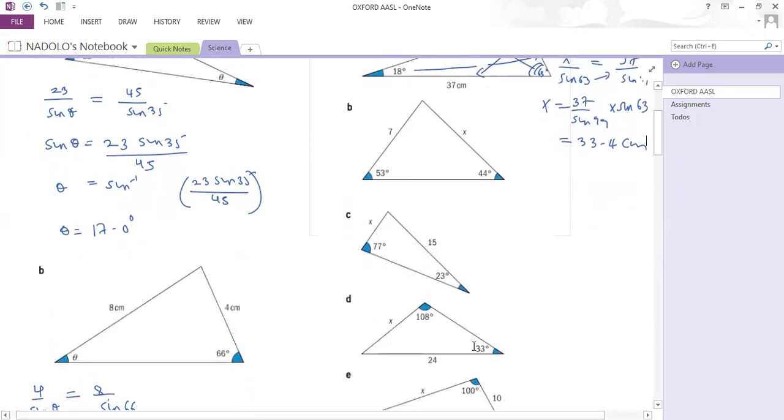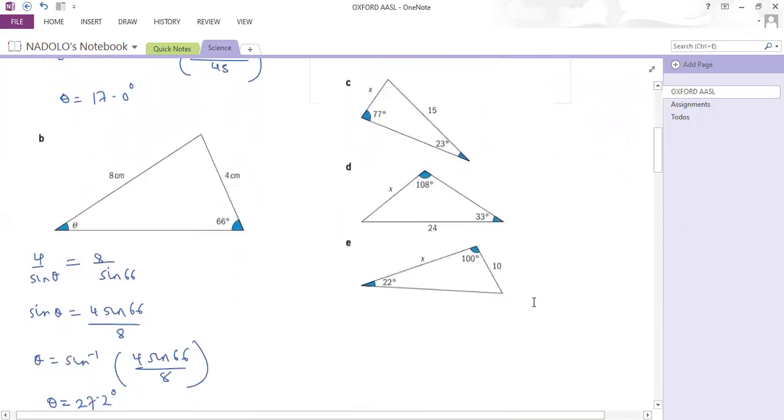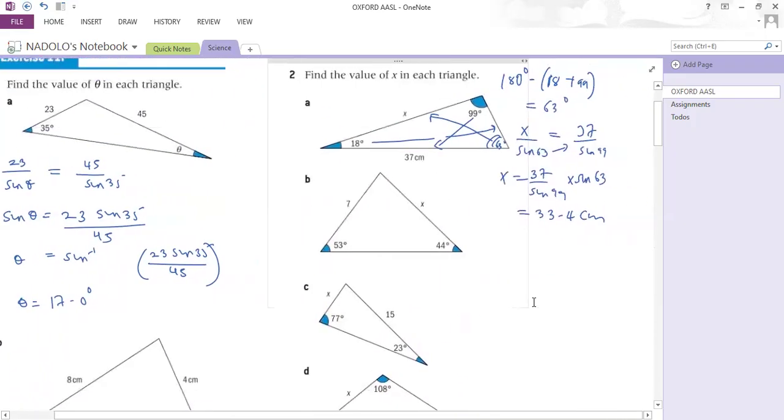Okay, look at part B. You're also required to find x. Allow me to move on the side so that we have more space.